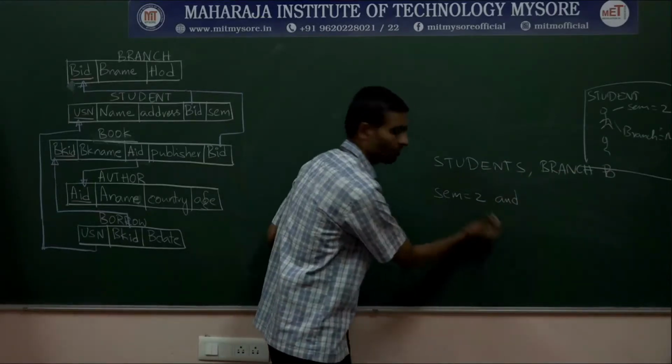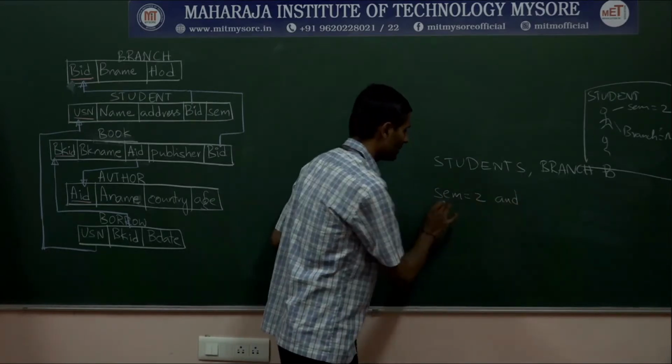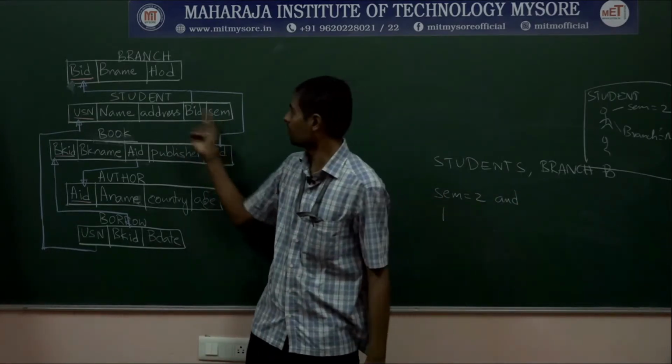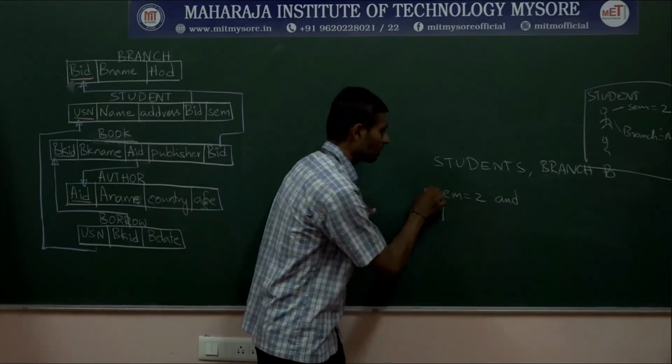There's one more condition I want to add. What is that? Sem equal to 2 and branch name. Sem belongs to which table? Sem belongs to the student table. Student means what? S. Let me write s.sem equal to 2.